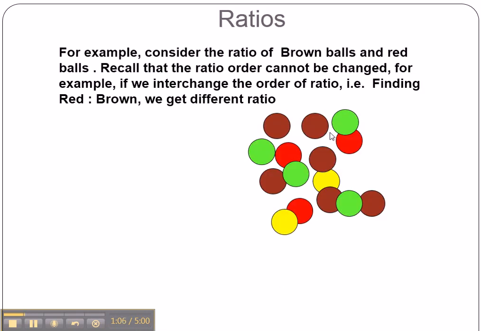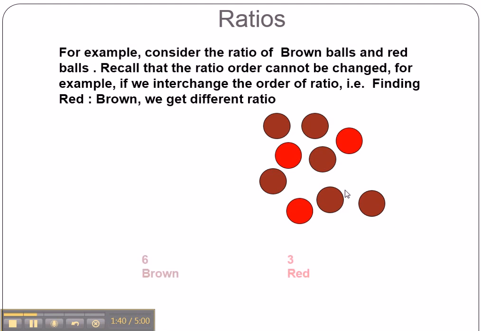For example, let us consider here there are so many colorful balls. See the brown balls and the red balls. Now recall the ratio. How many brown balls are there? Let's count: 1, 2, 3, 4, 5, 6 brown balls are here, and 1, 2, 3 red balls are here. So when we have to find the ratio of red to brown, that is different from the brown to red ratio.